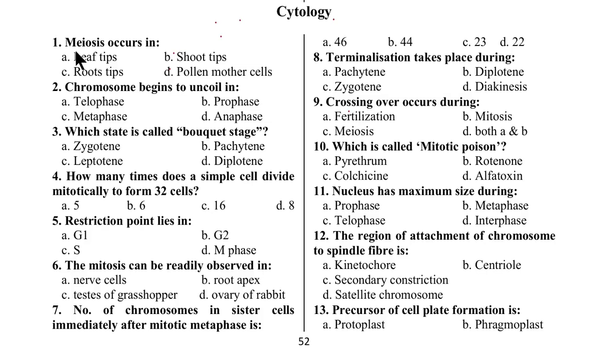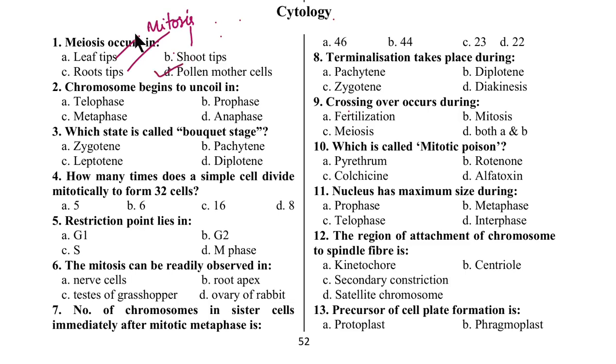Cytology: meiosis occurs in which of the following? So the first option here is leaf tips. Actually, in leaf tips, as it is a meristematic zone, mitosis occurs. Same is the case with shoot tips and root tips. So our correct answer will be the pollen mother cells.